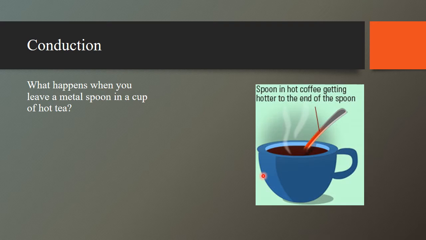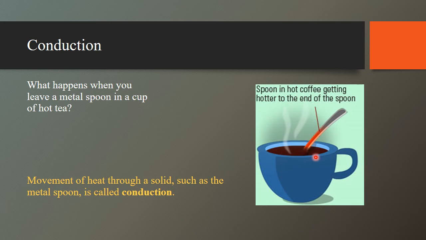So what is happening in this picture? What do you observe? The hot tea in the cup is raising the temperature of the metal spoon. So that heat is traveling from one end of the spoon to the other end. See, the heat is transferring, and this sort of transfer of heat through a solid is called conduction. Conduction only happens in solids.